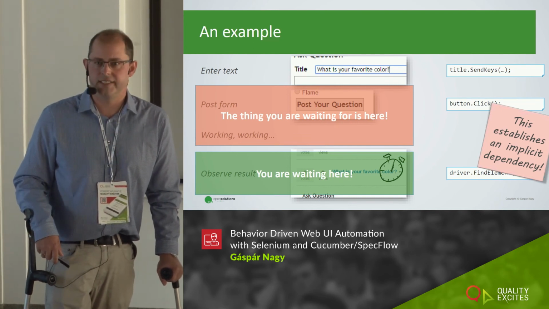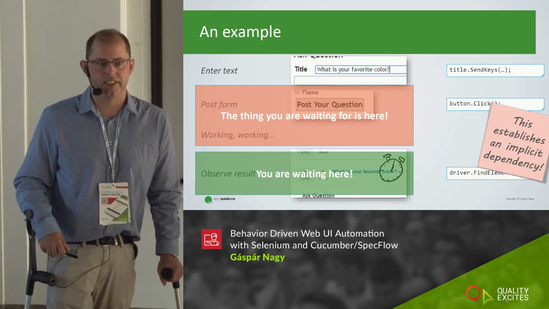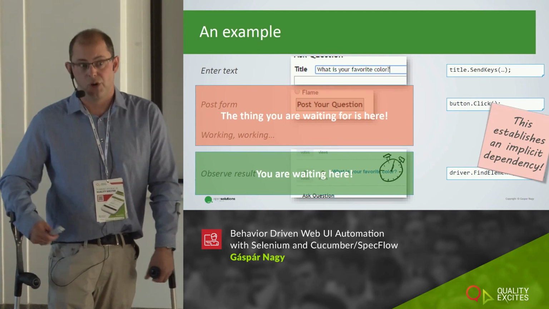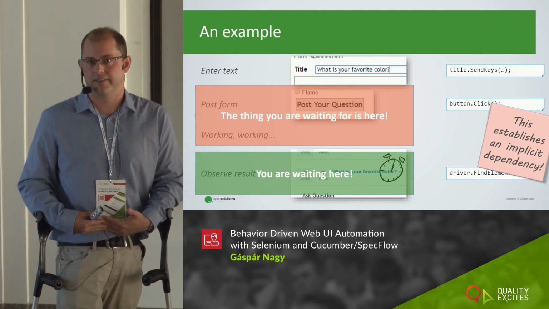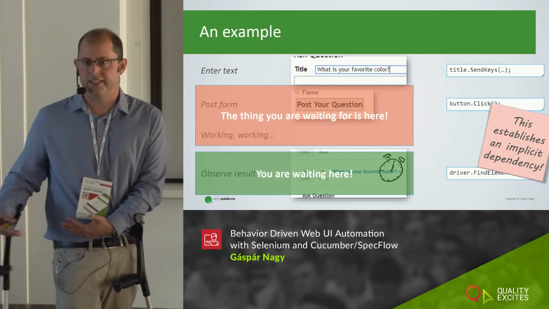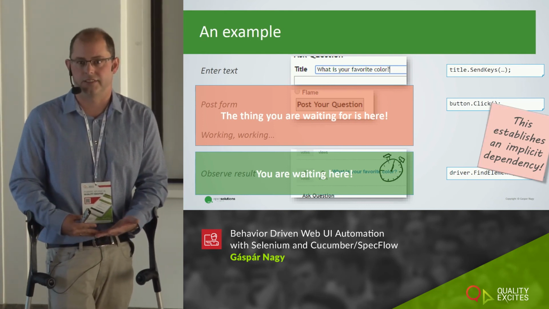However, the reason why we had to wait had nothing to do with the observation. Actually, the reason why we had to wait was somewhere in the posting form. So the post form was a lengthy process, and that's why we had to wait. Right? So it looks like we are waiting at the wrong place. We are waiting when we want to observe and not when we are actually performing the lengthy action.